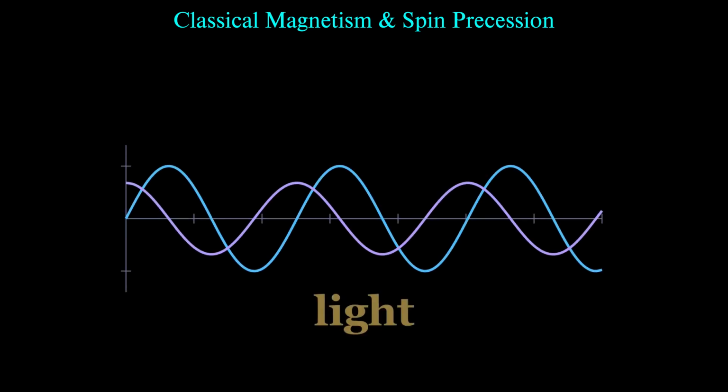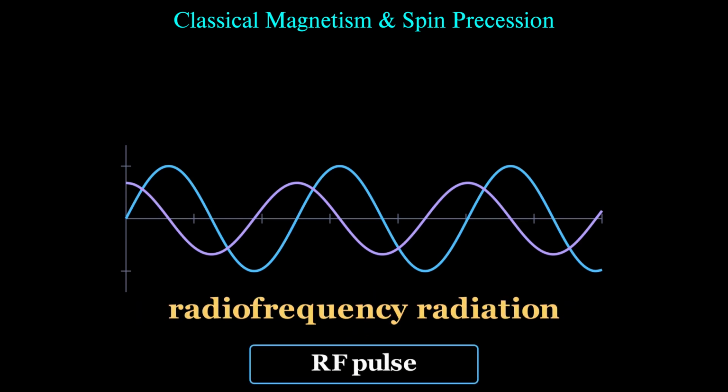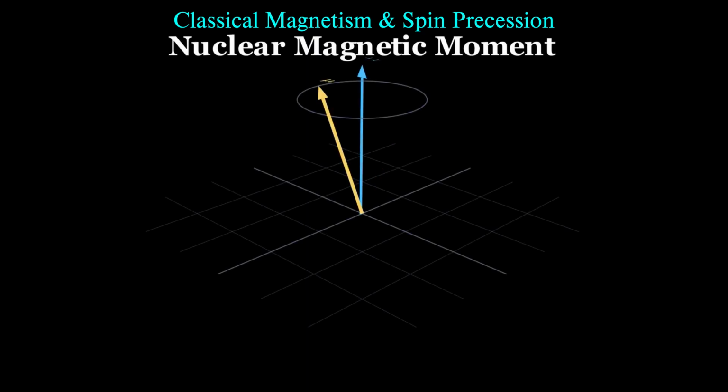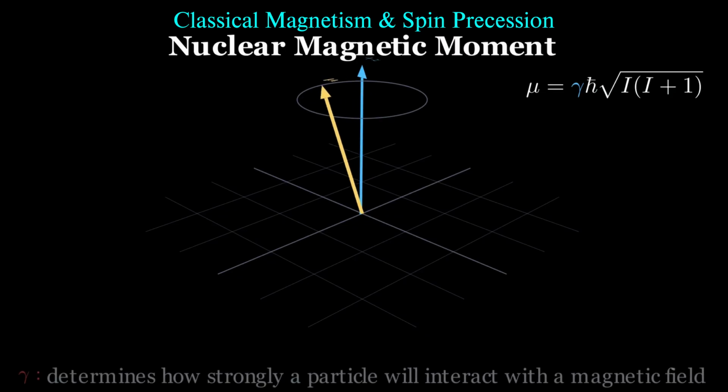And the type of light that we exploit in NMR is radio frequency radiation. That's why we're always talking about RF pulses. But before we talk about RF pulses, we need to come back to the thing that magnetic fields actually interact with. We discussed this in the previous video a bit, and that's the nuclear magnetic moment. Now remember, a nucleus with spin behaves like a tiny magnet. And the magnitude of that tiny magnet is related to its spin by this expression.